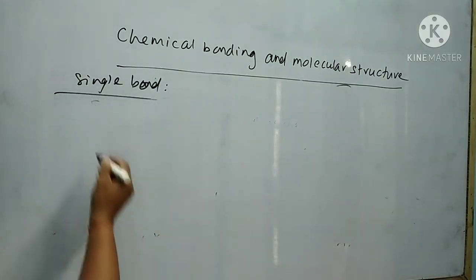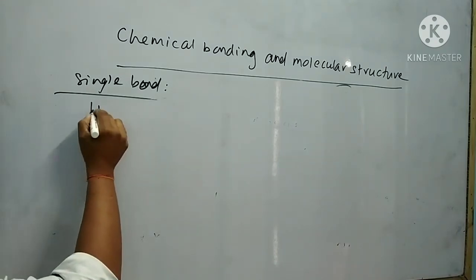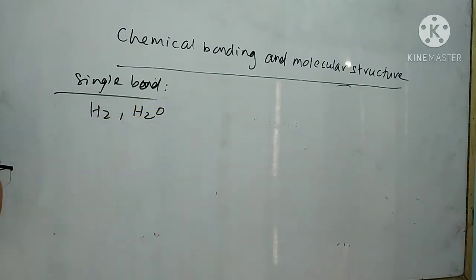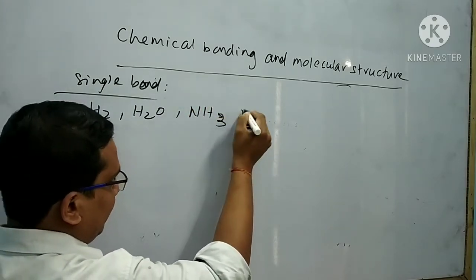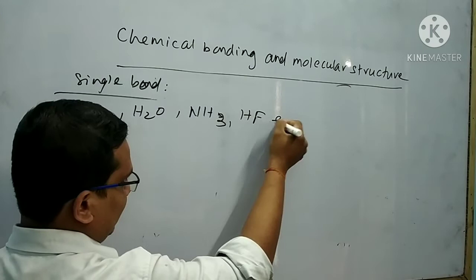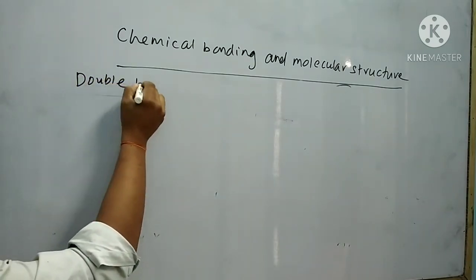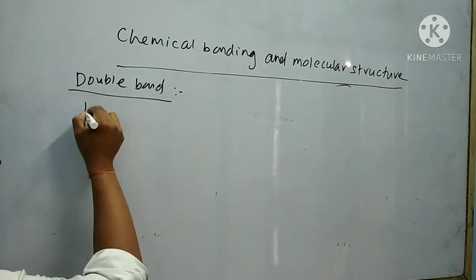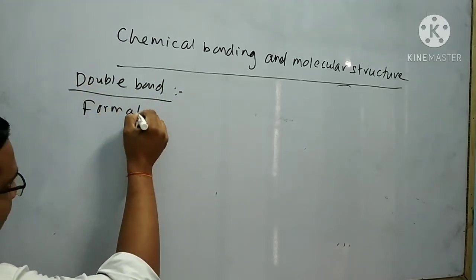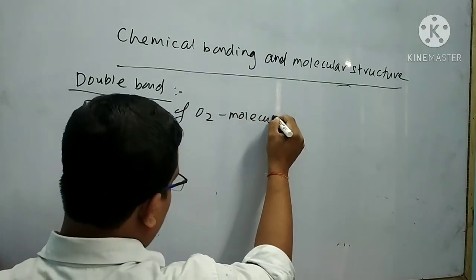The other examples in which a single bond is possible are H2, H2O, next NH3, HF, etc. Next, I will explain the double bond by an example, that is the formation of the O2 molecule.